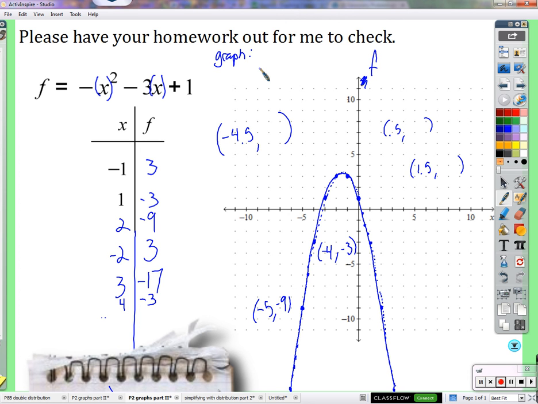Calm down. Okay, so a graph, it's made of infinite points.